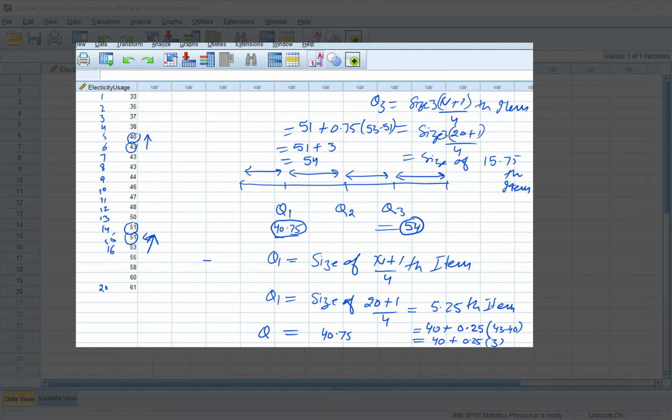So this is the concept of quartiles. Quartiles divide the series into 4 equal parts, and since these are 4 parts, Q1 and Q3 are the important values, as Q2 is nothing else but the median of the series. It is important, but it is already calculated as the median of the series. That's why we have not shown its calculation here.